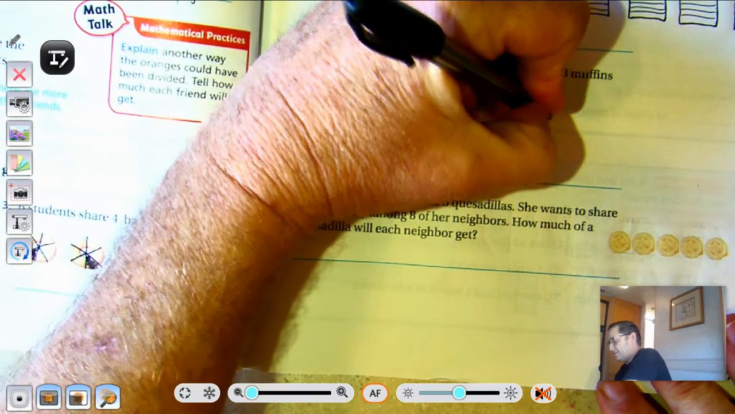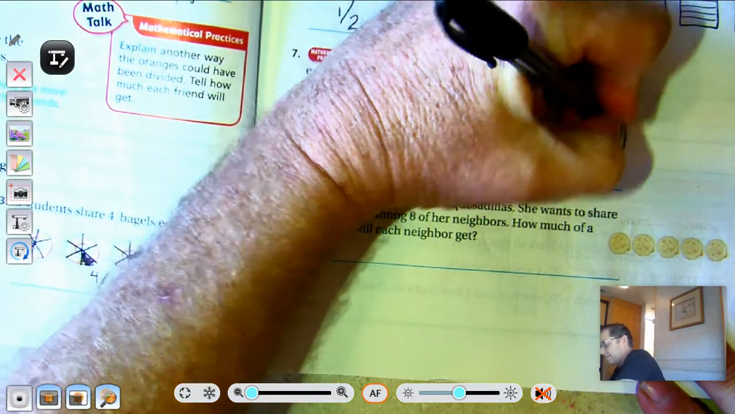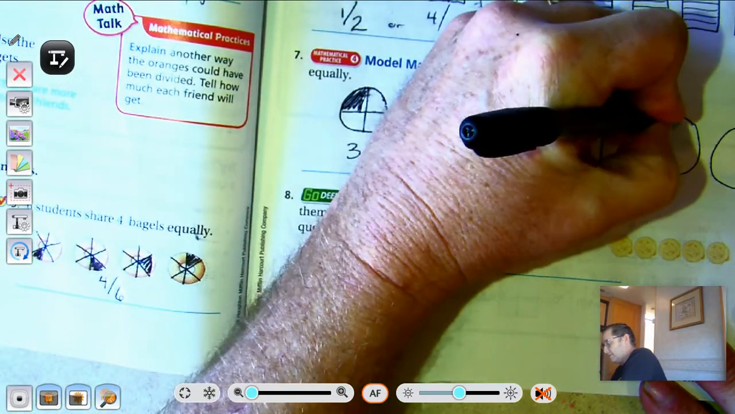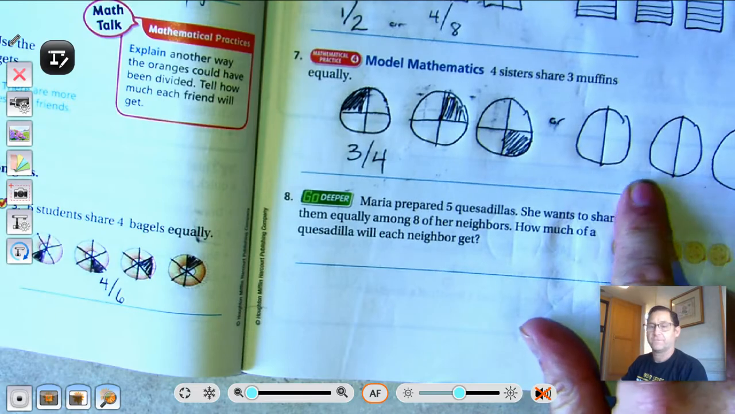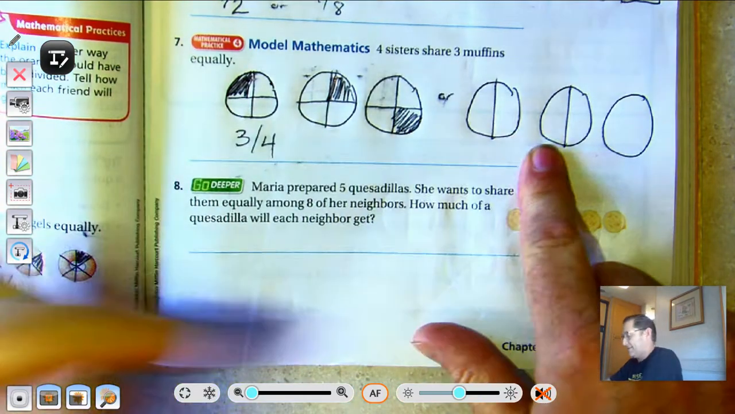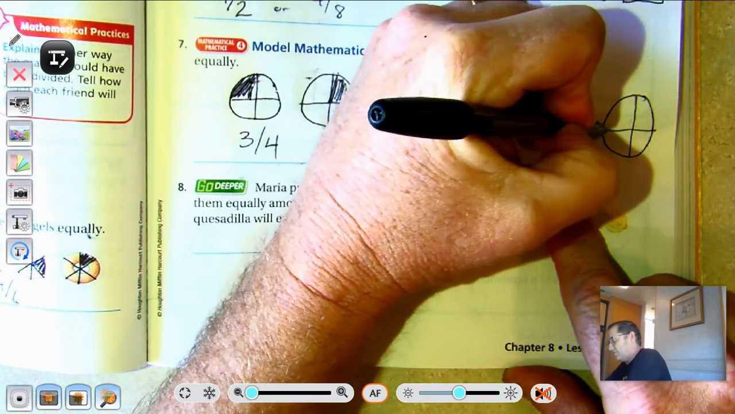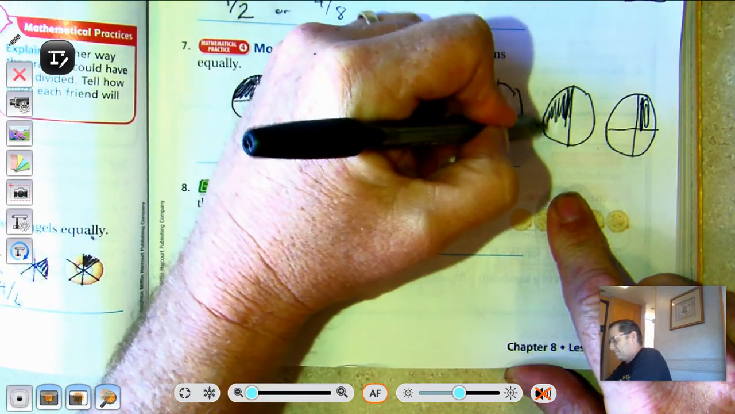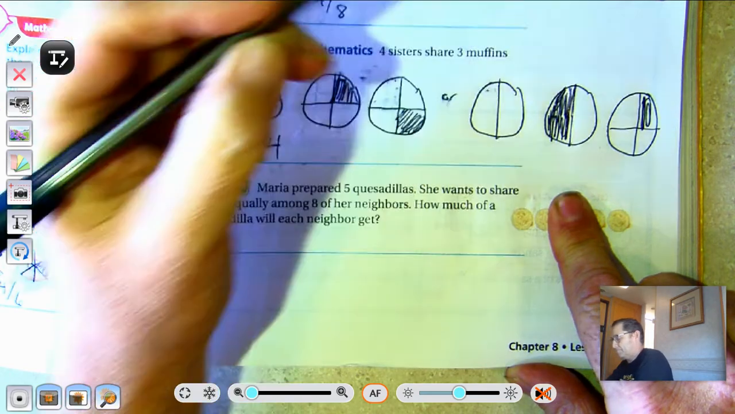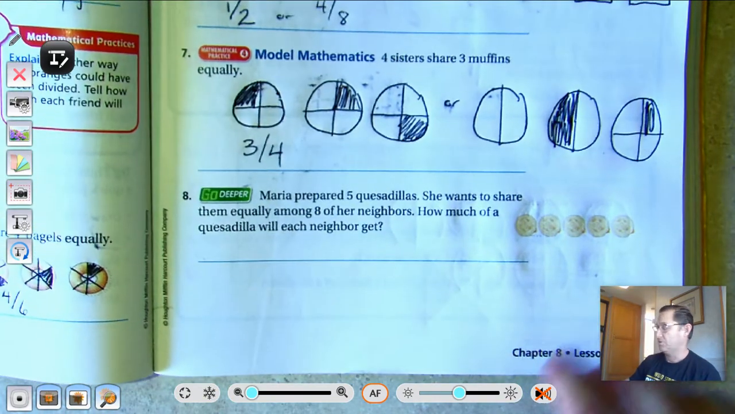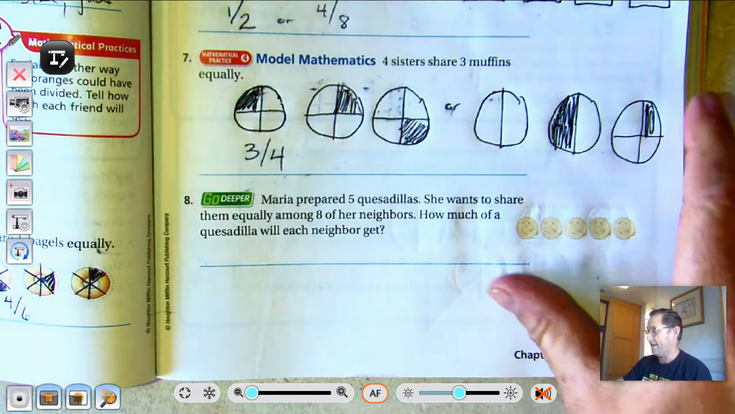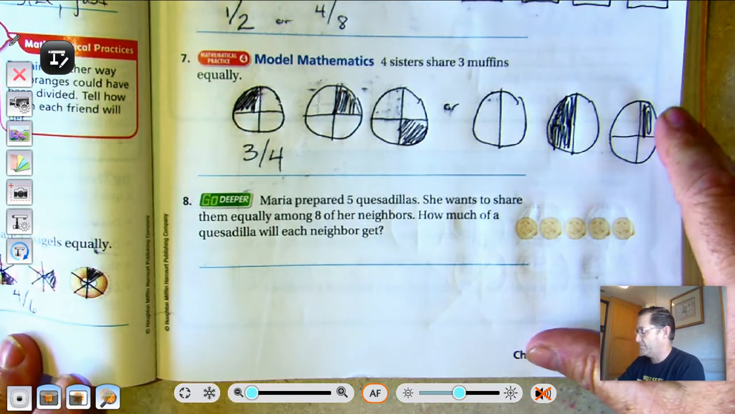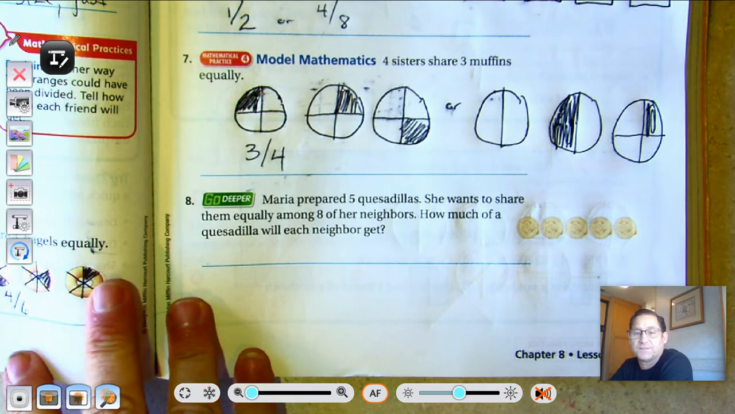Okay, and again, we could also look at it as 4 cuts, and then the last one into 4ths. Okay, so the sisters would get 1/2, which is 2/4, plus the 4th here would be 3/4.